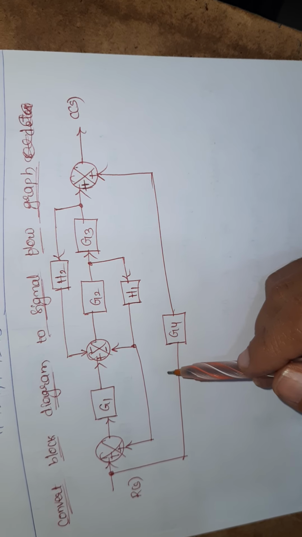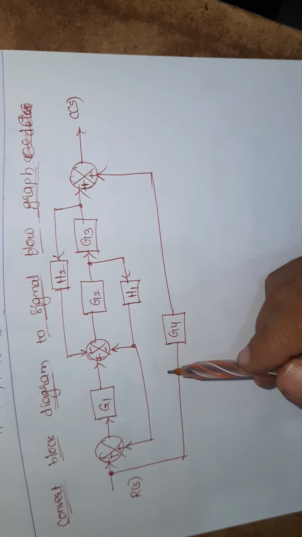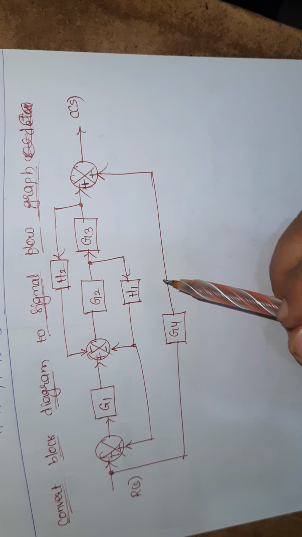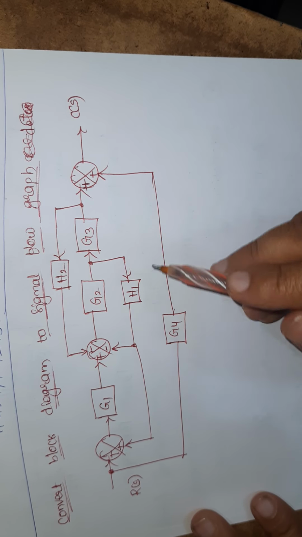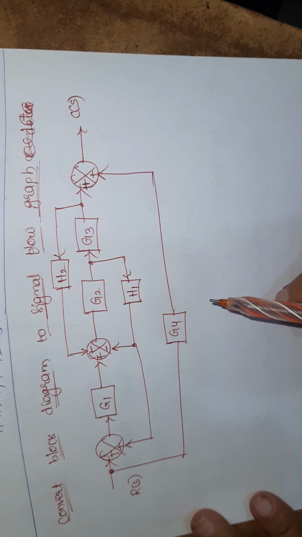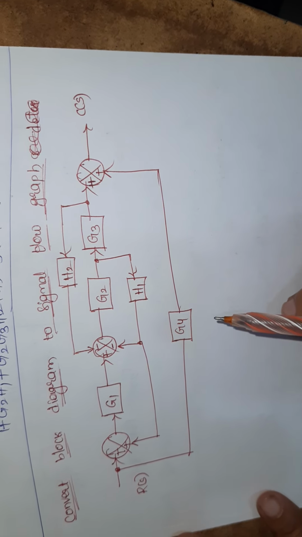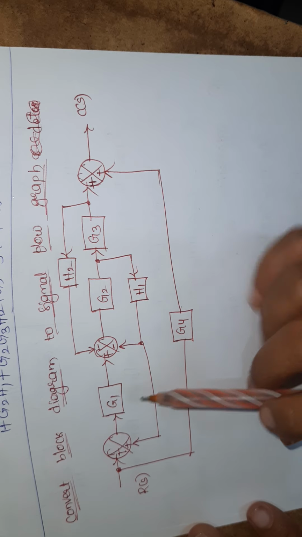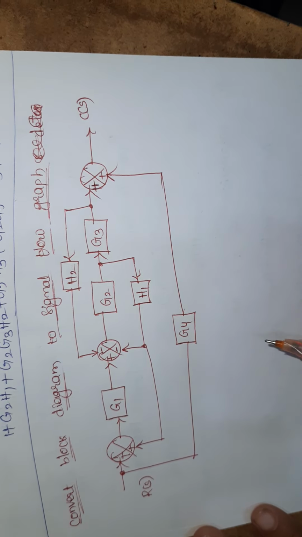By using the block diagram reduction technique we can find the transfer function, but it will take more time. And if we have a block diagram with a number of nodes and a number of branches, then it becomes more complex and we cannot get the correct transfer function. So we can easily get the transfer function by first converting the block diagram into a signal flow graph.